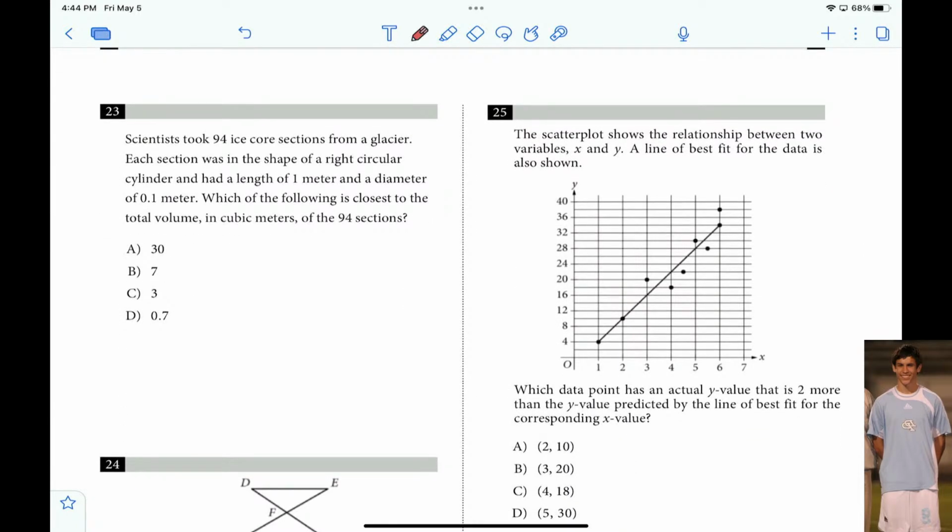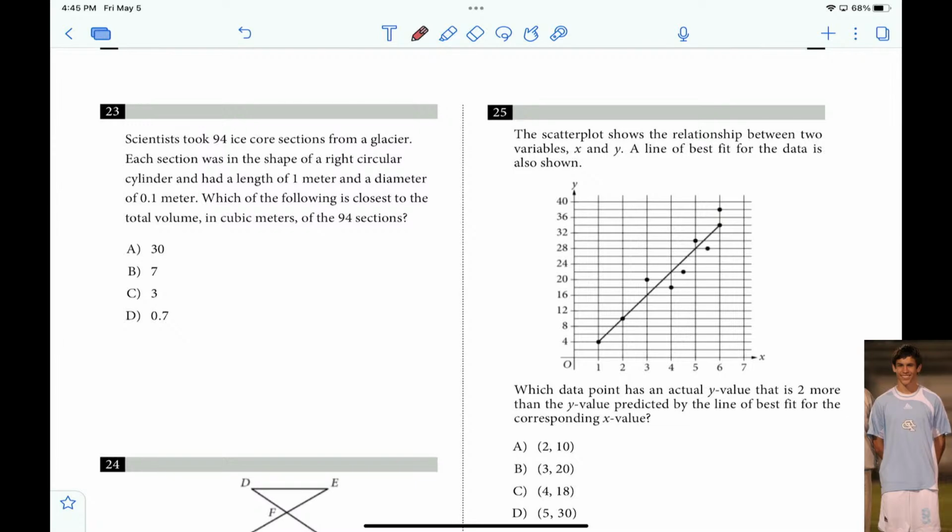Number 23. Scientists took 94 ice core sections from a glacier. Each section was in the shape of a right circular cylinder and had a length of 1 meter and a diameter of 0.1 meter. Which of the following is closest to the total volume in cubic meters of the 94 sections? So we're taking 94 little cylinder cutouts from this glacier. So they want to know what's the volume of all 94.